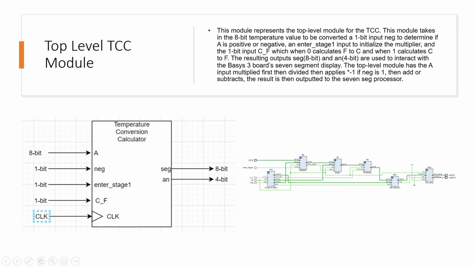If we were to follow a specific input, for example, what would happen is first, the values neg and CF are scanned by the initializer. Then the proper optimized inputs for the multiply, divide, and add subtract module are decided on. They are then sent to those modules, and then the calculations can start.